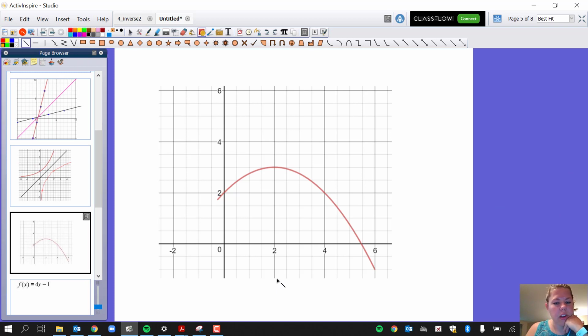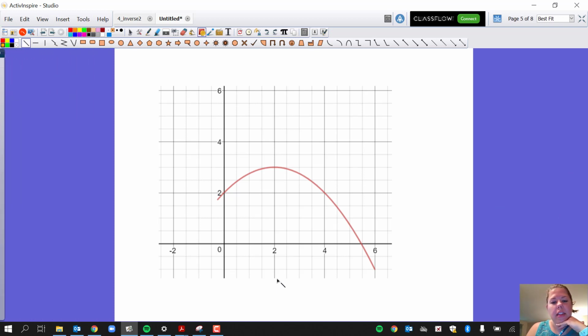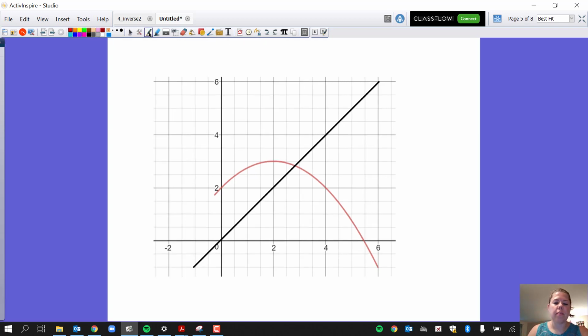On this last one, I want you to take a second and think about what happens when we reflect over y equals x here. So I'm going to draw this line in, and we're going to reflect it. So reflect it on your paper and think about what happens here. Think about all the possibilities.